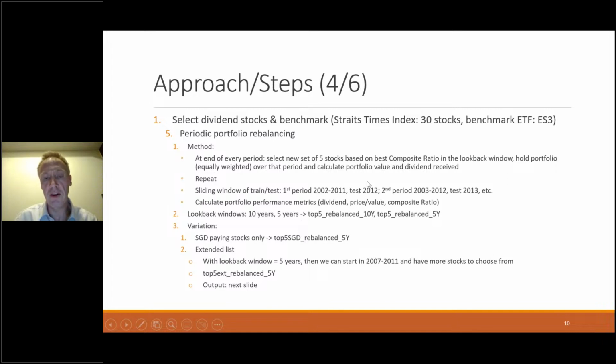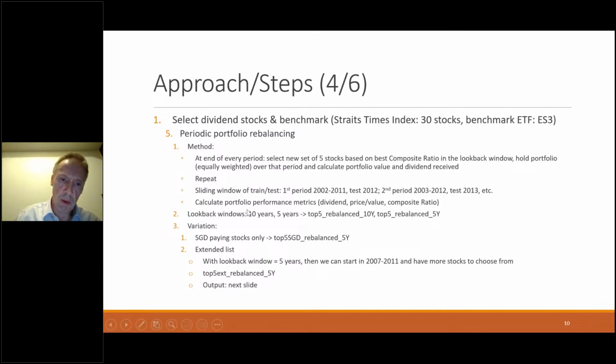In the next year, you look again, a window back, and choose the best 5 stocks based on your metric. Hold them for 1 year, calculate again the dividend performance and price performance. So it's like a recurring method where you always look back and then 1 year forward.